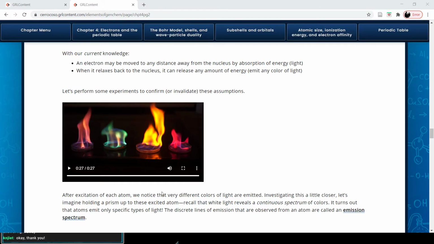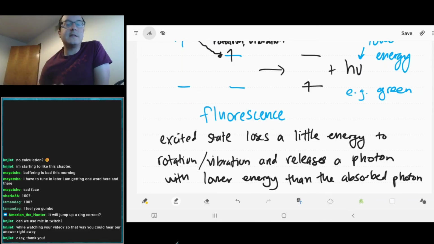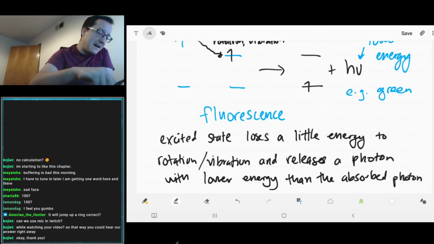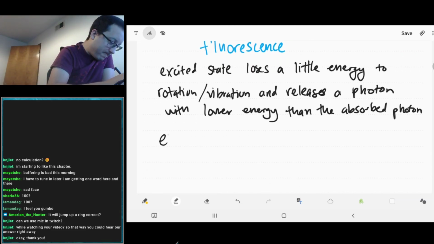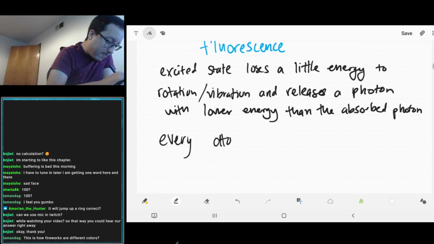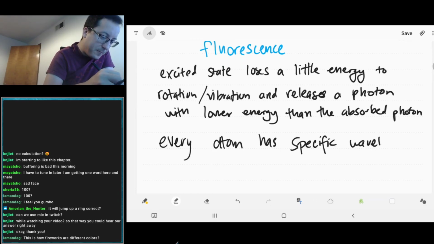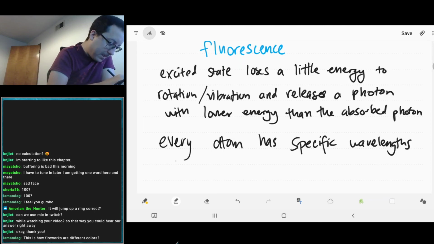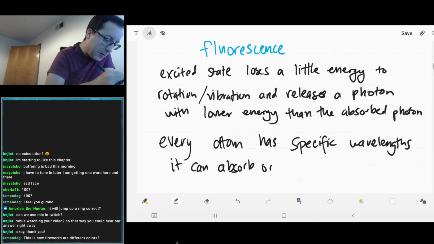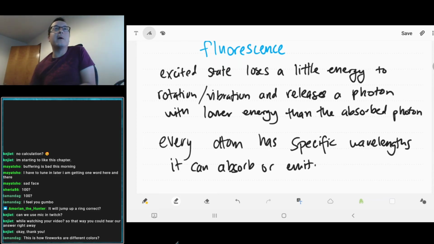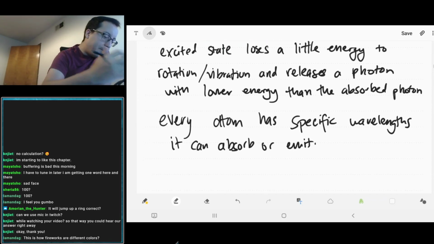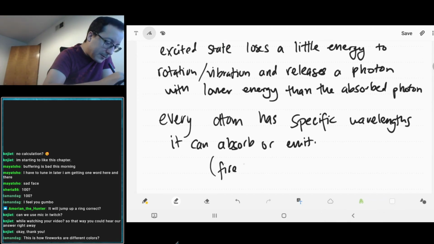Okay, cool. Burning things, fun, right? So, let's close that window capture. The point of that is we're going to see that every atom has specific wavelengths it can absorb or emit. By the way, this is exactly how fireworks have different colors. Woohoo, fireworks.